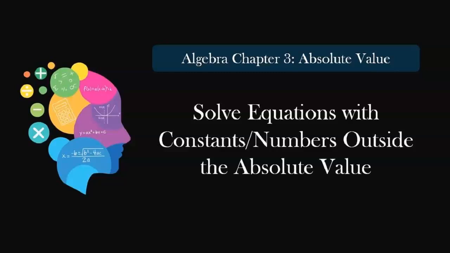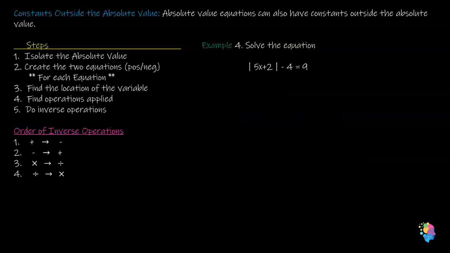In this video, we'll learn how to solve equations with numbers outside the absolute value. Because now we're going to have constants outside the absolute value, we need to add steps to the method for solving these absolute value equations. And that is that we need to first isolate the absolute value.